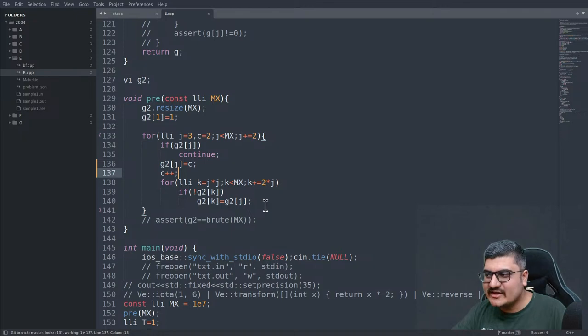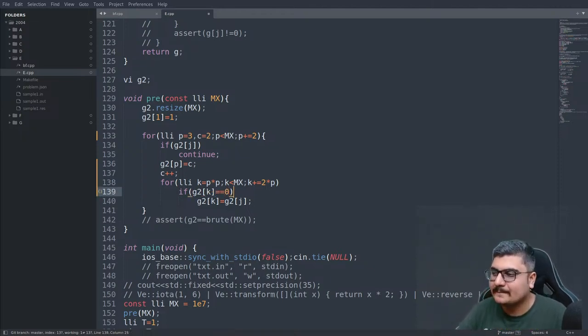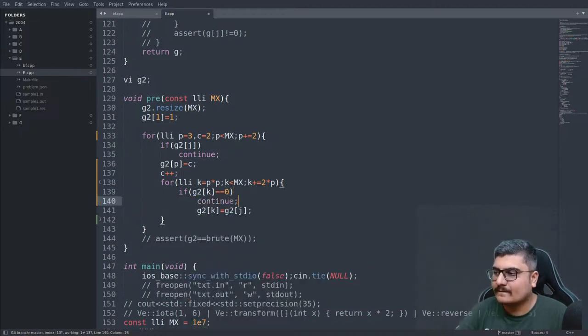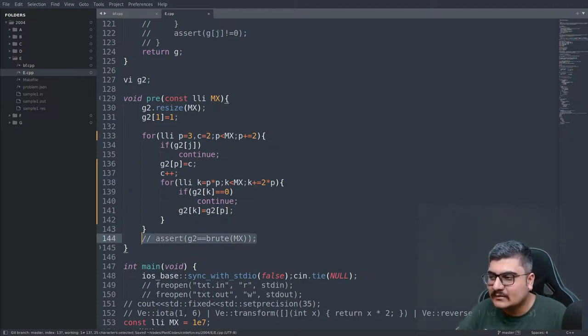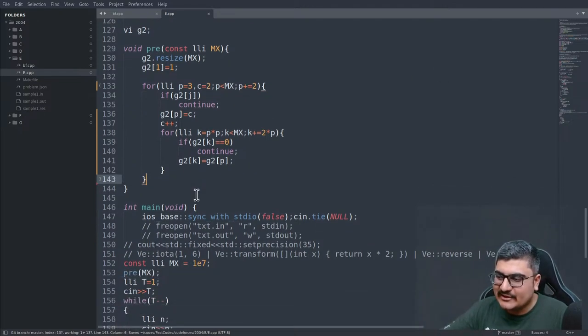And for all the values which have the smallest prime factor as j, the current prime, if I ignore all the even numbers, then if they are not prime, they would have some smallest prime factor. So this value would already be populated here, so I ignore it. Otherwise, I just copy the value of p, the smallest prime factor I know of. Just copy the value. So this way I pre-calculated values for all the numbers up to the limit.